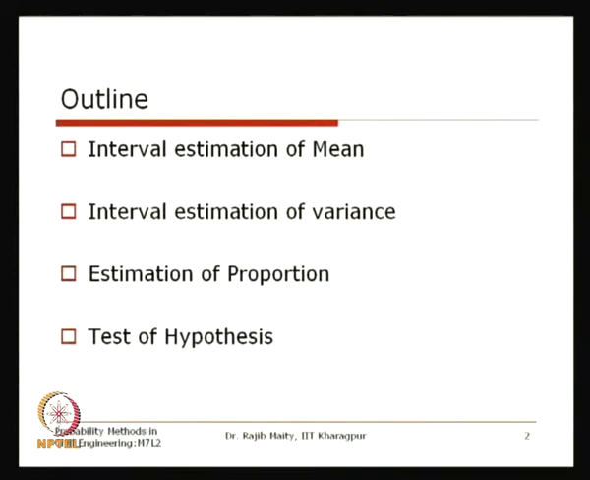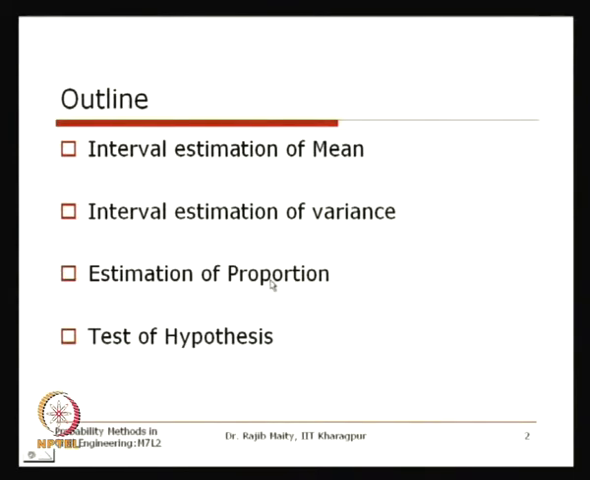So our today's lecture outline is the interval estimation of the mean. We have seen it when the standard deviation for the population is known, and we have also discussed the theory when the standard deviation is not known. We will start from that point, with an example, and after that we will see the interval estimation for the variance, and then both point estimation as well as interval estimation for the proportion.